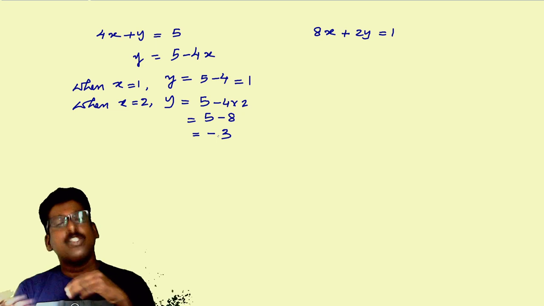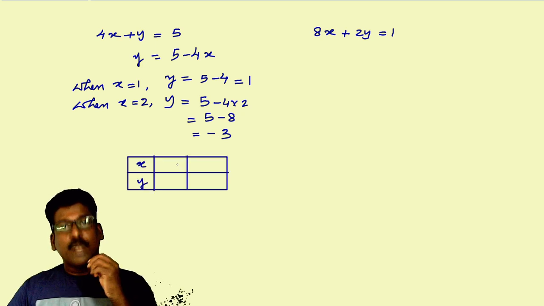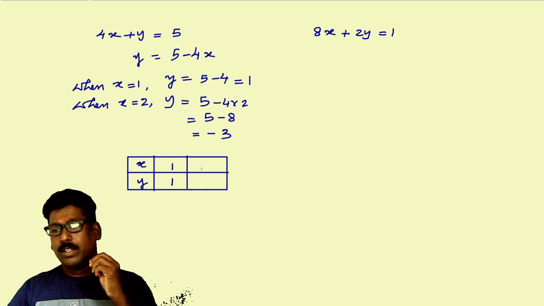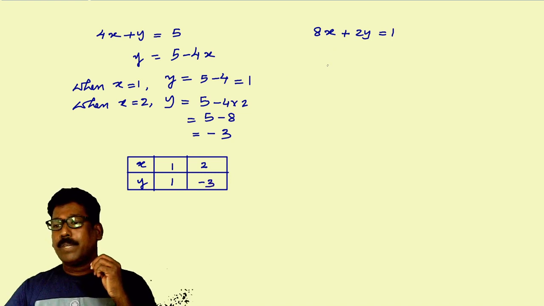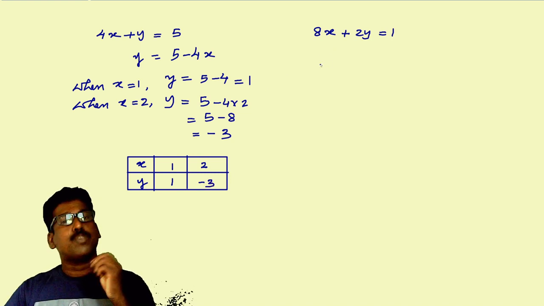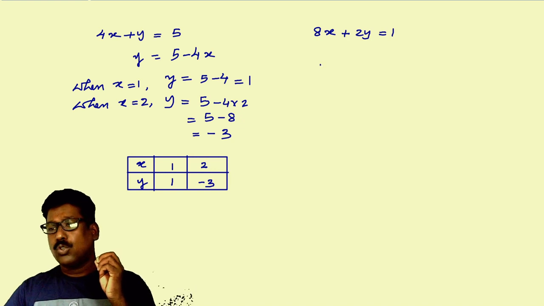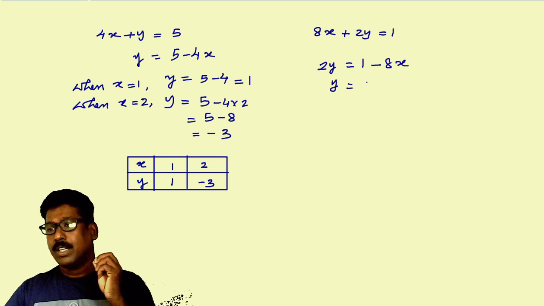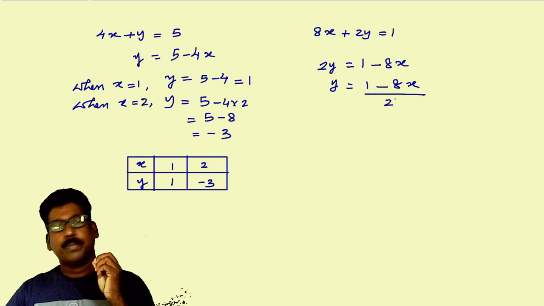Now put these values in a table. When x is equal to 1, y is equal to 1. When x is equal to 2, y is equal to negative 3. Now let me consider the other equation 8x plus 2y is equal to 1. Here 2y you can take to one side, so it will be 1 minus 8x. So what will be y? It is equal to 1 minus 8x by 2.